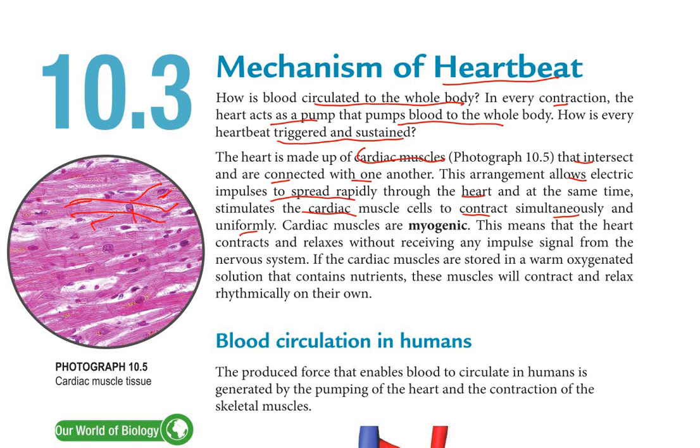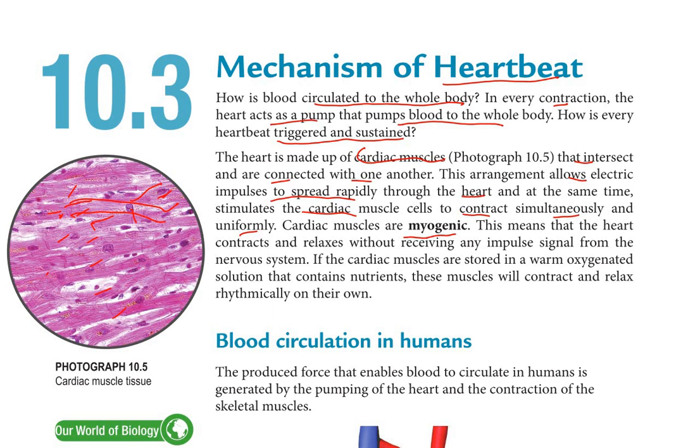So when the cardiac muscle receives the impulse, actually, they can relax and contract by themselves. But the impulse will pass through here, and it also makes sure that all the muscle cells here will contract and relax simultaneously and uniformly, at the same time. So all this cardiac muscle will relax and contract. Okay, so cardiac muscles are myogenic.